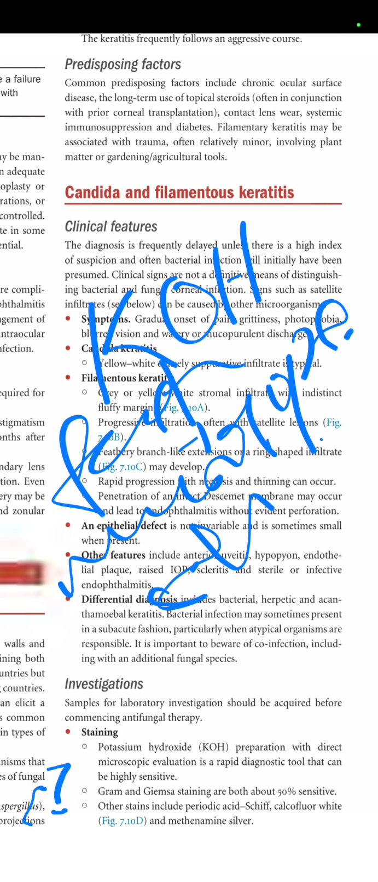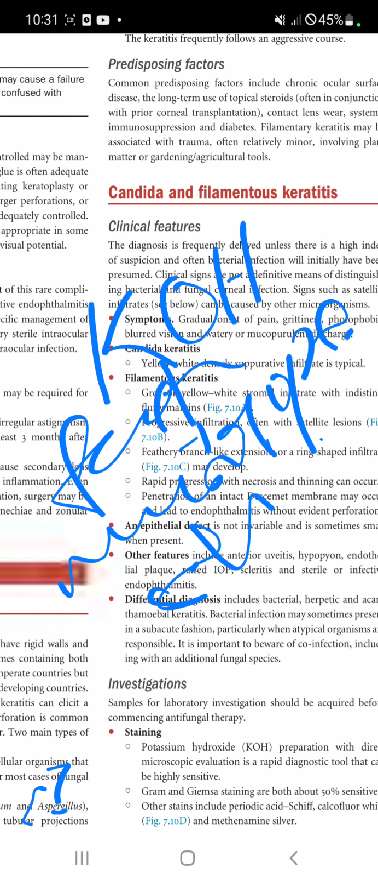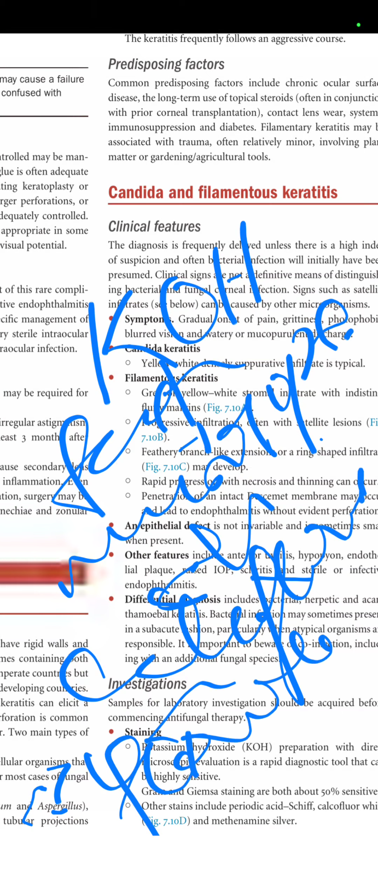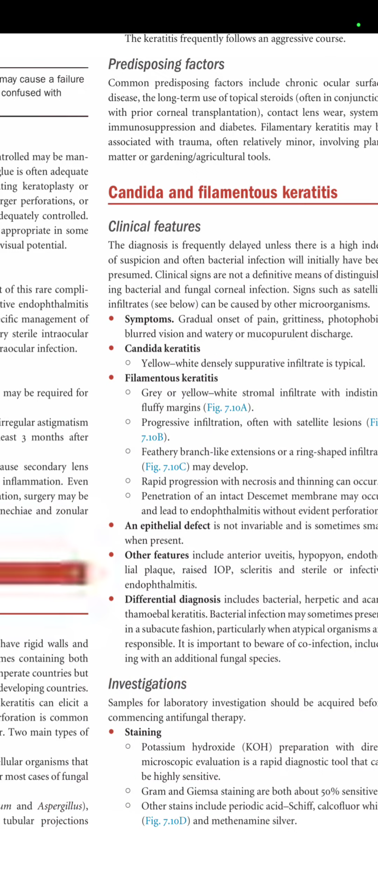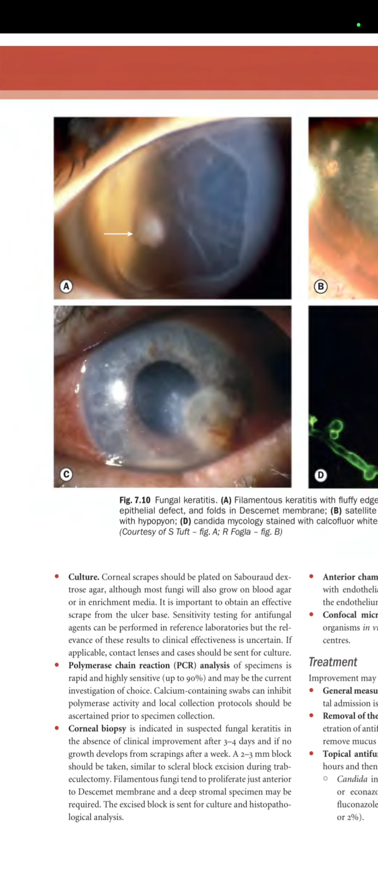Other stains include periodic acid-Schiff, calcofluor white, and methenamine silver. Basically calcofluor white is a stain, and then we see it under fluorescent light, and it fluoresces. So these stains can also be used. Others are cultures. Corneal scrapes should be placed on Sabouraud dextrose agar, although most fungi will grow on blood agar or in enrichment media. So a very important culture medium for fungi is Sabouraud dextrose agar. We have to remember it.